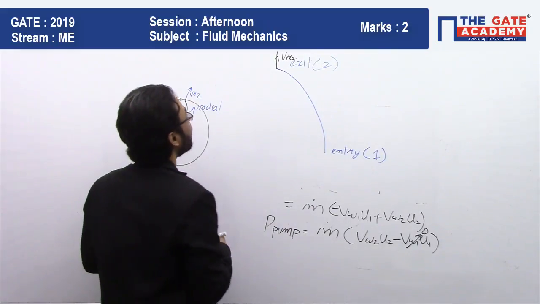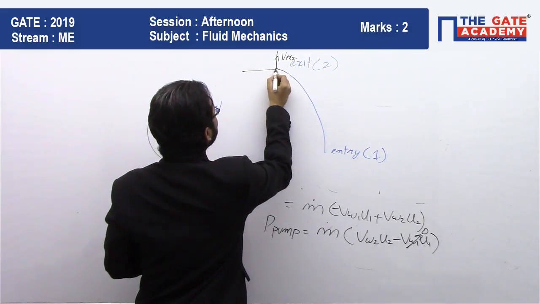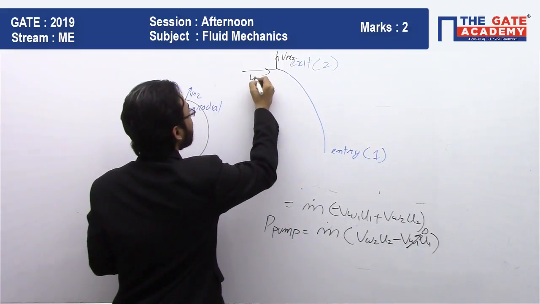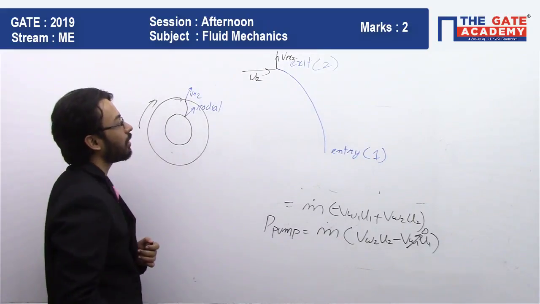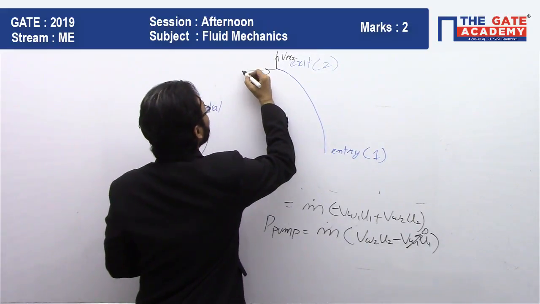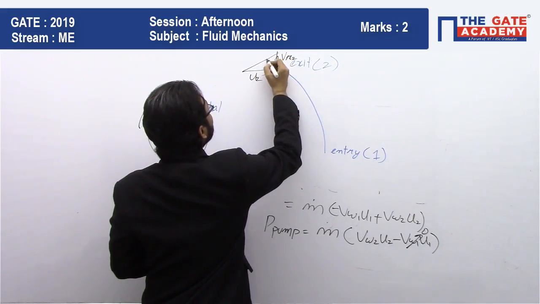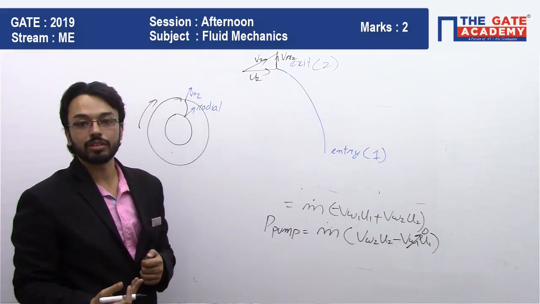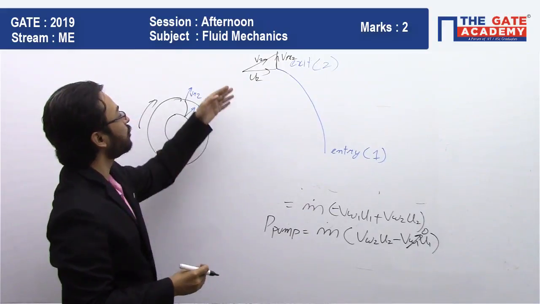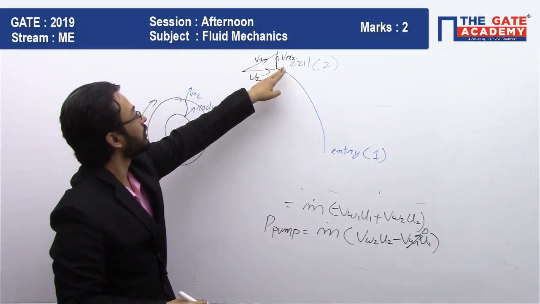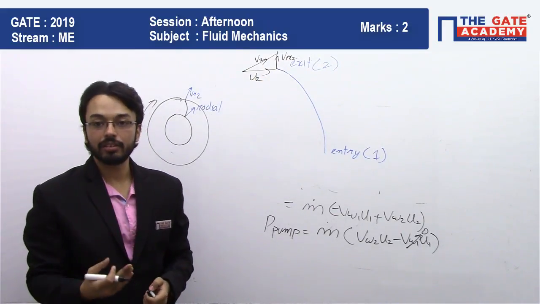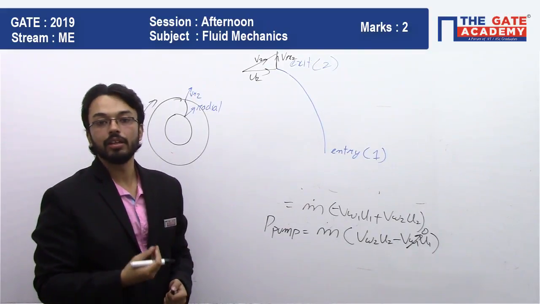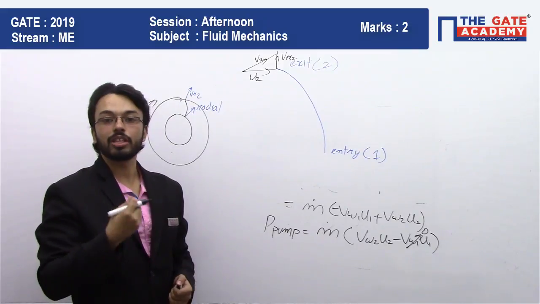Now let's see. I had assumed that the blade is rotating in the clockwise direction. So let this be U2. Complete the velocity triangle. So this is V2. V2 is the absolute velocity. This is VR2. The VR2 is the relative velocity of water with respect to the impeller.